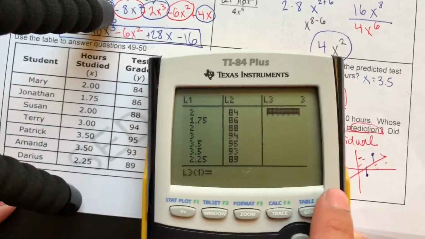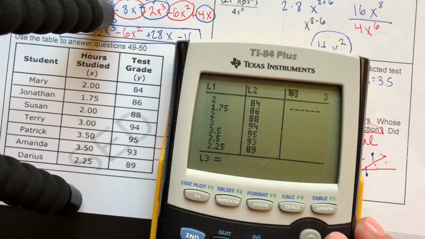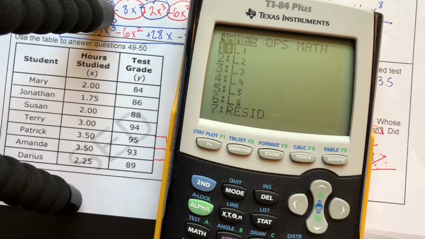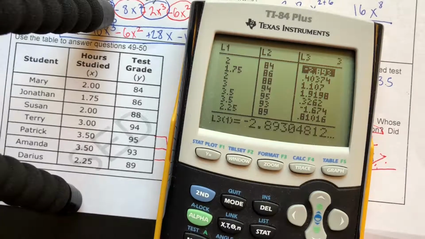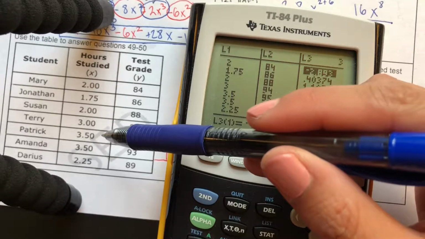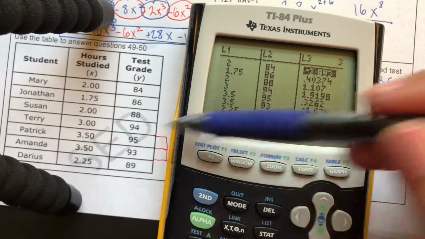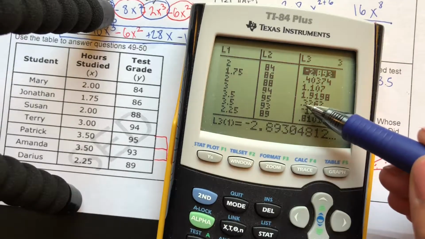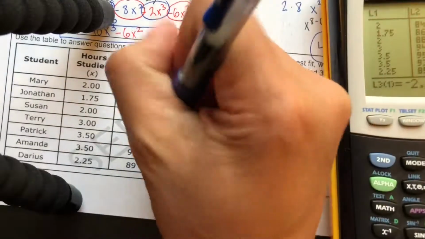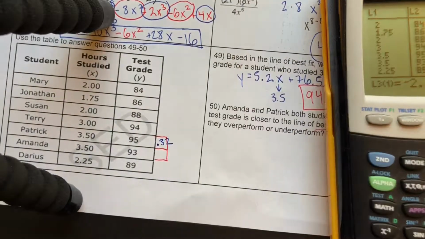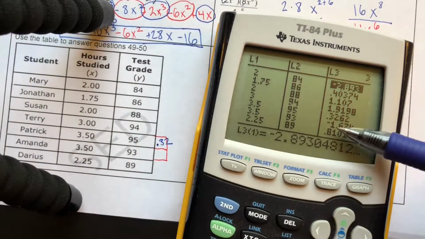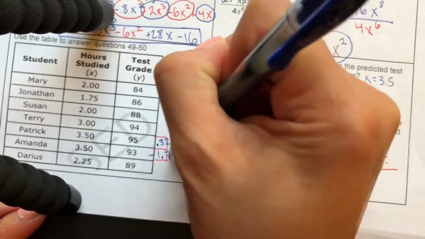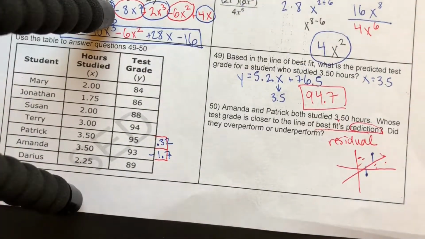So when I do that on my table, I'll go up to L3, and then I'll hit second stat. To get to the list, I'll hit 7 for residual, hit enter, and then because Amanda and Patrick both studied for 3.5 hours, I'm looking for the two 3.5s right here. Patrick is the top, he has 0.32, and then Amanda is right underneath it, she has negative 1.7.